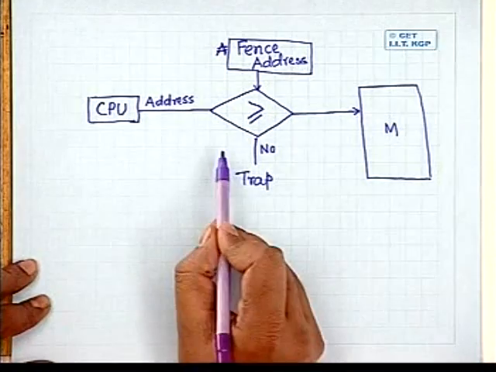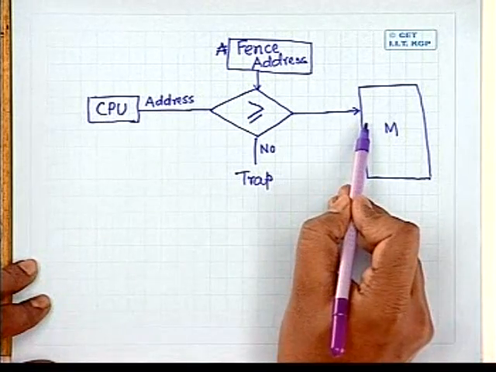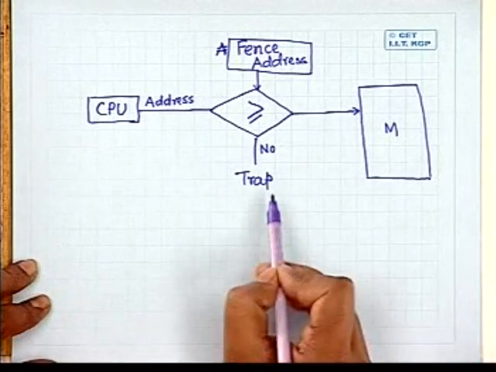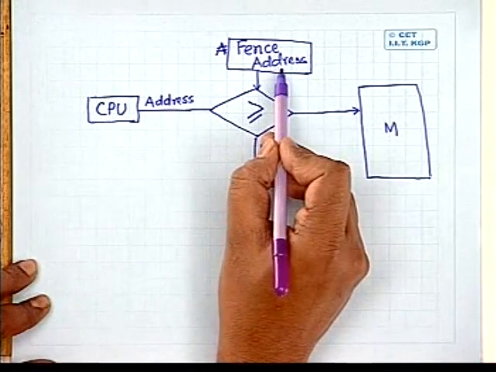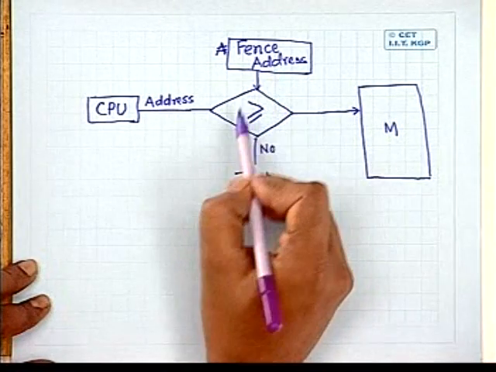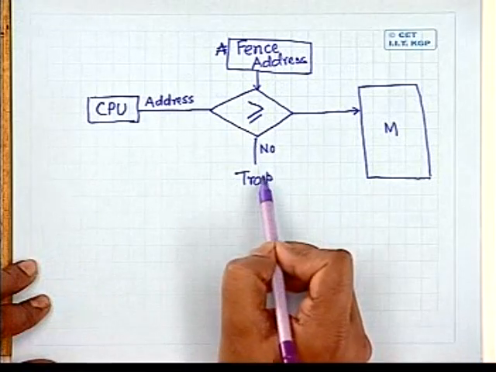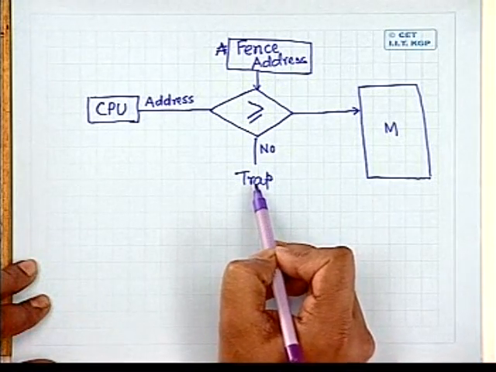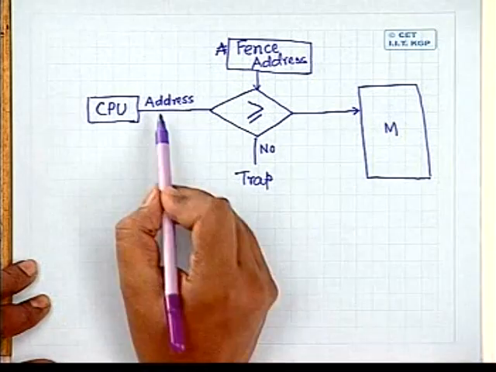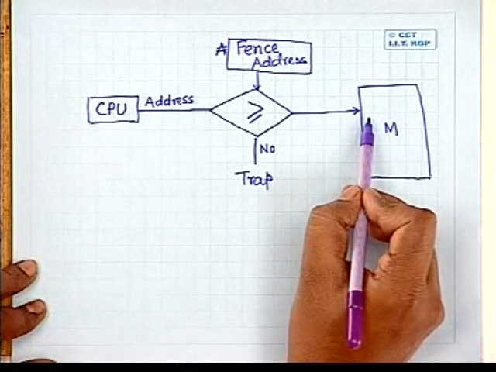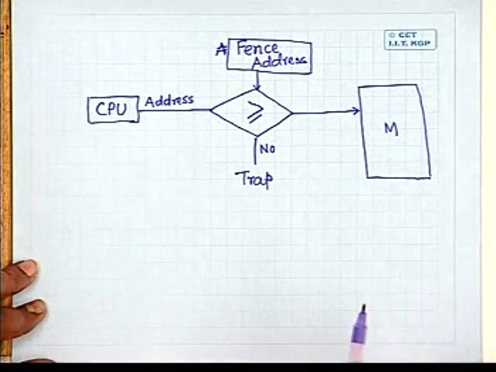So here what we will have is, whenever the CPU generates an address, the address directly goes to the memory. In parallel, it is also compared by a comparator with the fence address. The moment the address generated by the CPU becomes less than the fence address, the trap will be generated, and following this trap, the process will be terminated. So even if the address is directly going to the memory, that is not harmful because the process is not allowed to continue further.